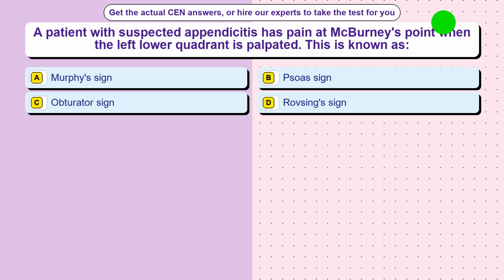Question 64. A patient with suspected appendicitis has pain at McBurney's point when the left lower quadrant is palpated. This is known as: Option A, Murphy's sign. Option B, psoas sign. Option C, obturator sign. Option D, Rovsing's sign.